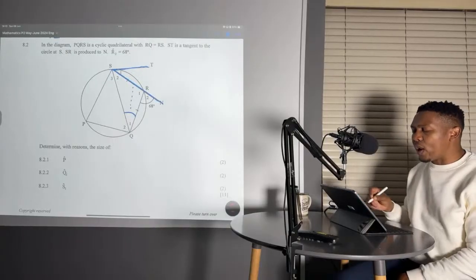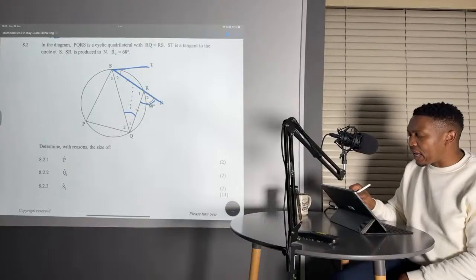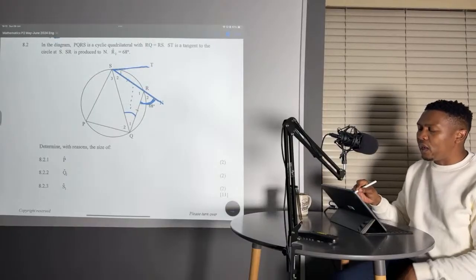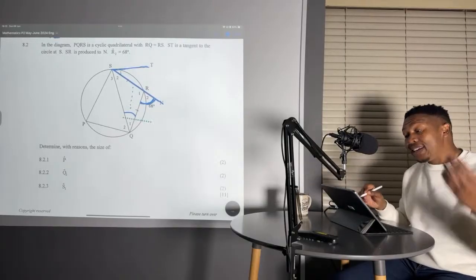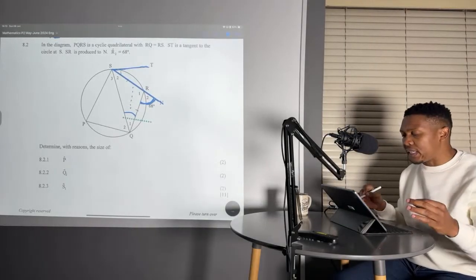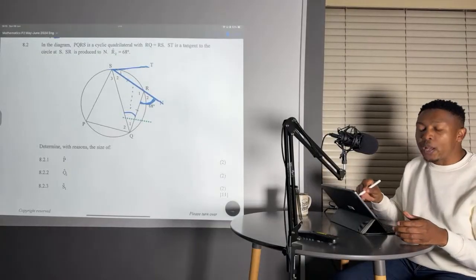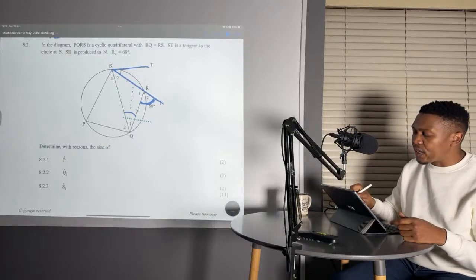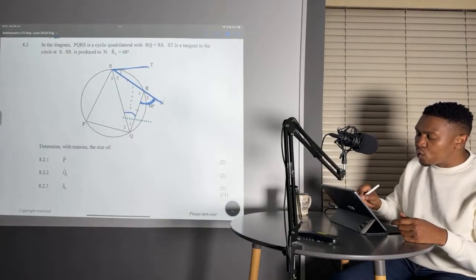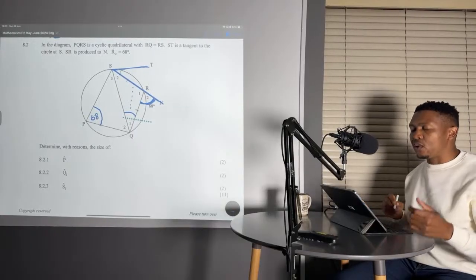So in this case, we know that if it is produced, then it's going to make a straight line. Already what I can see there is that that's going to be an exterior angle of a cyclic quad. Remember, they told us that PQRS is a cyclic quad, but even if they didn't tell us, we know it is a cyclic quad because the vertices all touch the circumference of our circle. So R2 should be equal to angle P. So that's going to be 68 over there.